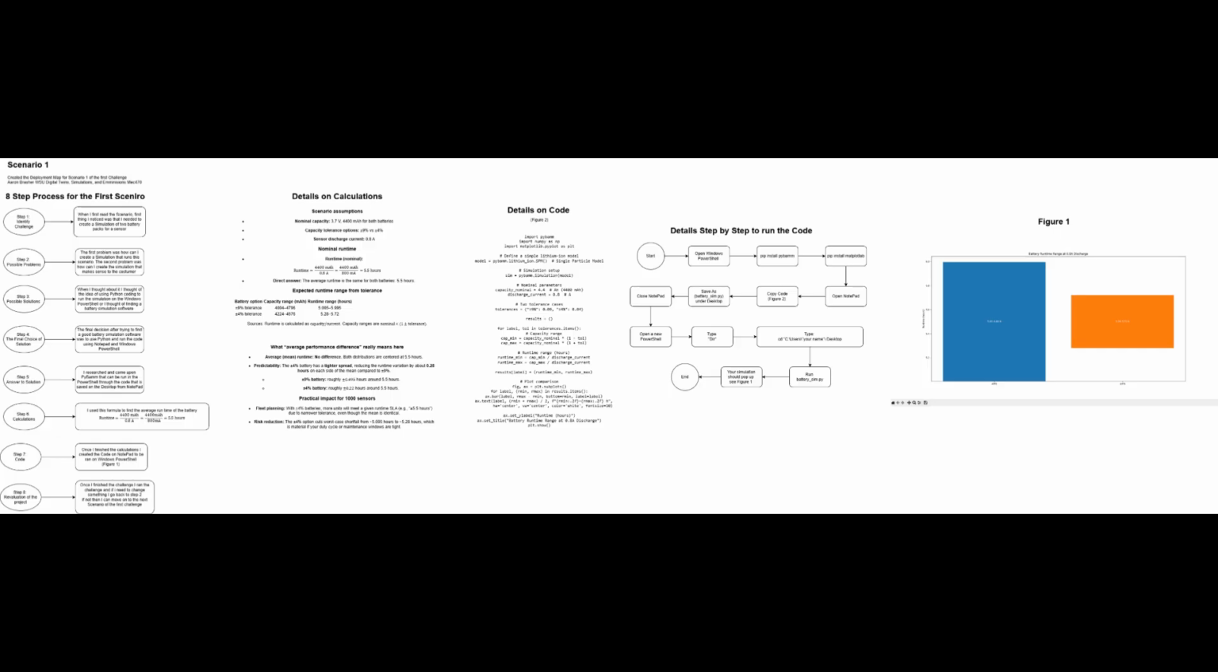So the first image I'm showing you today is my deployment map and what it looks like. The 8-step process is for scenarios 1 and 2. I identified the challenge, looked at the possible problems and possible solutions, and decided what the best solution was. Then I did all the calculations for challenges 1 and 2.